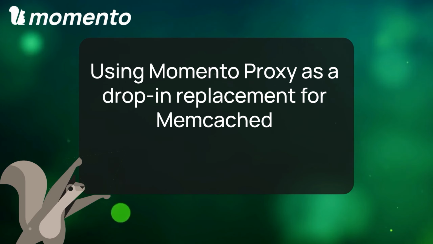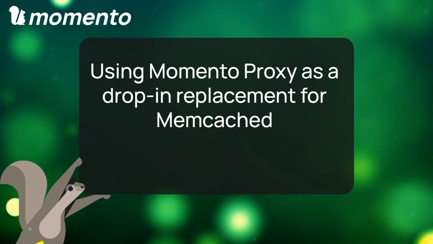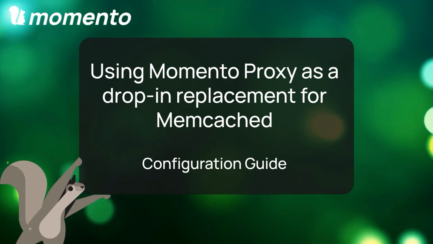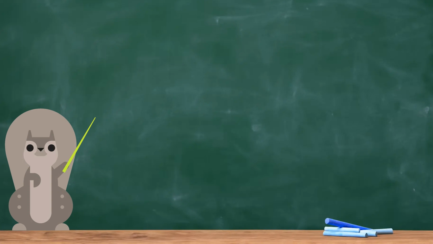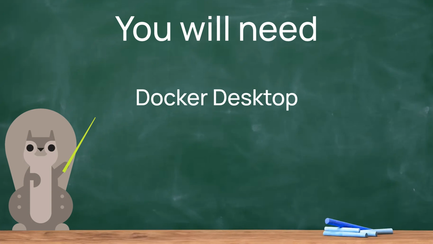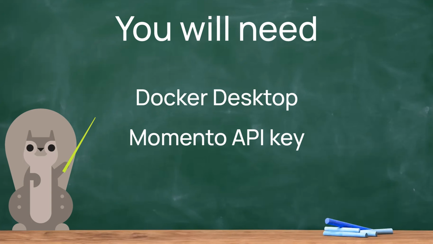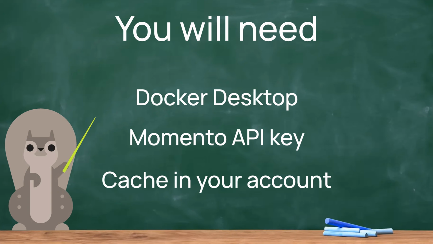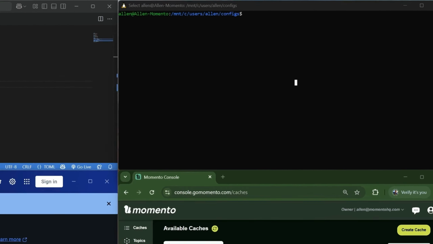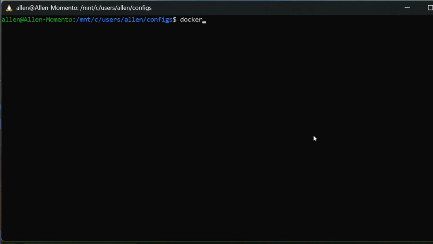Using Momento Proxy as a drop-in replacement for Memcached, a configuration guide. Before we get started, you will need Docker Desktop, a Momento API key, and a cache in your Momento account. Start by opening up a terminal and pulling the Momento Proxy Docker image.